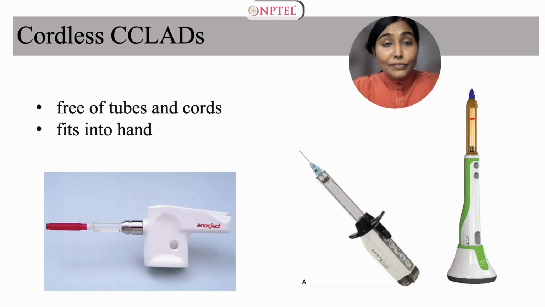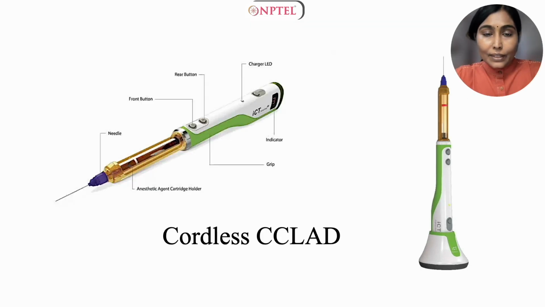Today, we have newer generation computer controlled local anesthetic delivery systems. The wand had a cord and a foot control. But these devices are free of tubes and cords. They fit into your hand and are very, very convenient to use. One of the examples is the ICT system. This is a cordless one. I'm going to use this system to demonstrate to you how the computer controlled local anesthetic delivery system works.